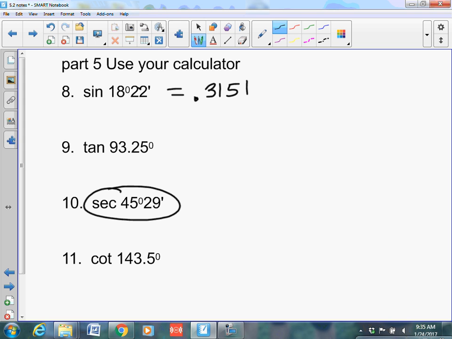Let's do the secant of 45 degrees, 29 minutes. Secant. There is no secant sign. What are we going to use? Cosine. Cosine of 45 degrees, 29 minutes.